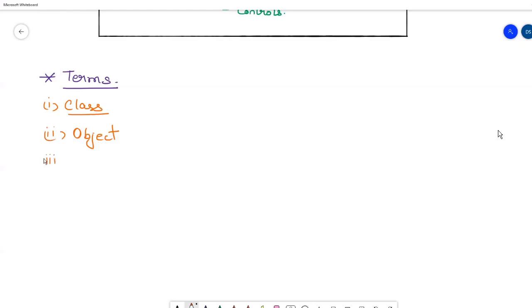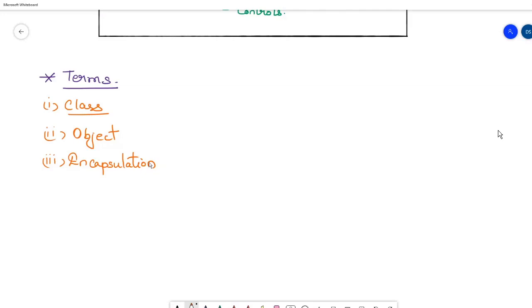The next term would be encapsulation. Just now we have seen encapsulation is one of the aims of object-oriented also. Encapsulation is the process of binding attributes and methods together within a class. These things would be clear when we start with the designing section. We'll understand how these classes, objects, encapsulation and other things would help us.